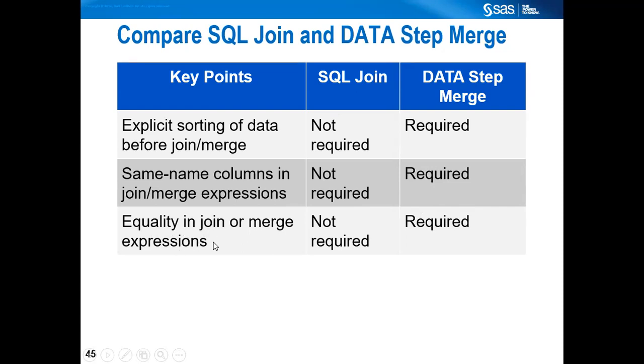Equality in join or merge expression is not required with SQL, but here it says means sorting. Equality means the equal position of the rows, correct? In the same order. That's what it's telling equality. In merge, it's required, right? Either ascending in both the tables or descending in both the tables.